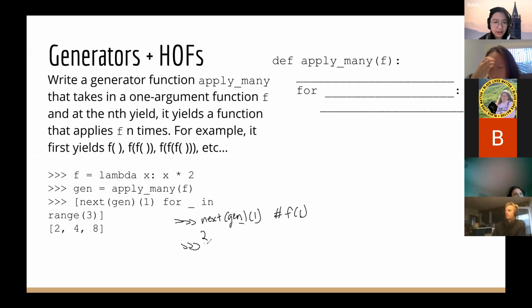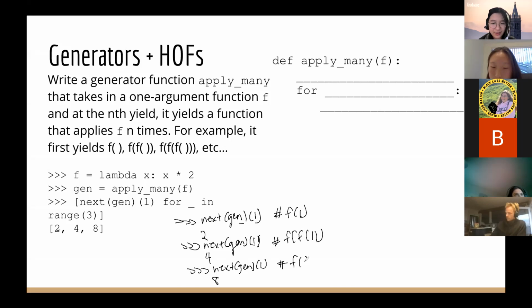Then calling it again, next of gen called on 1 is going to give us 4, which is the same as f of f of 1. Calling it again, next on gen of 1 is going to give us 8, or in other words, f of f of f of 1. And maybe a check: what is next of gen of 1 after this going to give us? I'm going to type it in the chat. 16. Awesome, exactly. That's going to be 4 f's of 1. So it's just going to keep calling this function on it.